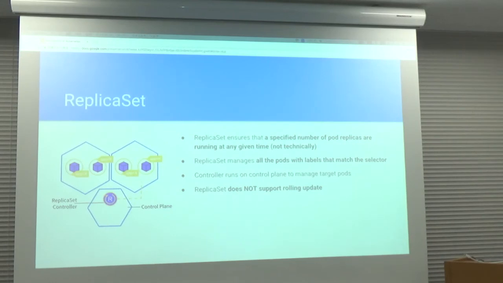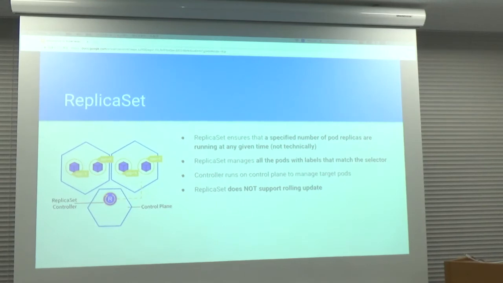So next is ReplicaSet. ReplicaSet ensures that a specified number of pod replicas are running at any given time. Not technically, there is a tiny downtime, but ReplicaSet controls that a specific number of pods are running. And ReplicaSet manages all the pods with labels that match the selector, as I stated, label selectors, right? And the ReplicaSet controller runs on the control plane to manage pod targets, detecting pods going down or spawning new pods.